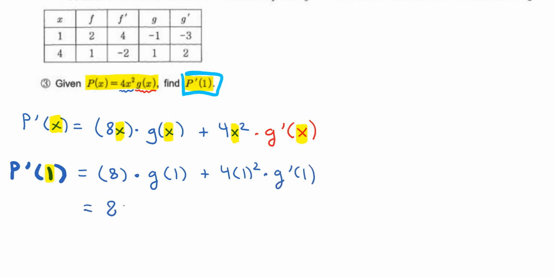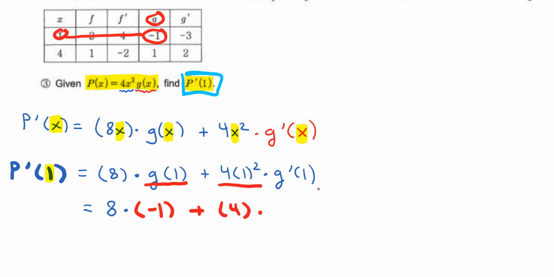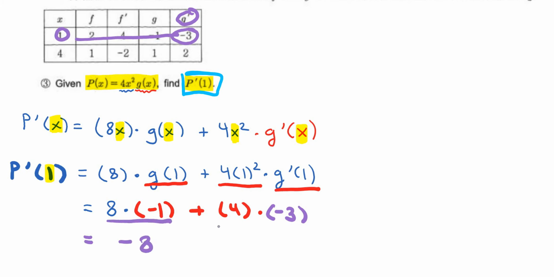So this will be 8 times, then ask yourself, what's g of 1? Well, here's g, here's 1, g of 1 will be negative 1, so 8 times negative 1 plus 4 times 1 squared, that's going to be 4, times g prime of 1. Where's g prime of 1? Here's g prime, here's 1, so g prime of 1 is going to be negative 3, so 4 times negative 3. Then let's evaluate this. 8 times negative 1 is going to be negative 8, and 4 times negative 3 is going to be negative 12. And negative 8 minus 12 is going to be negative 20.